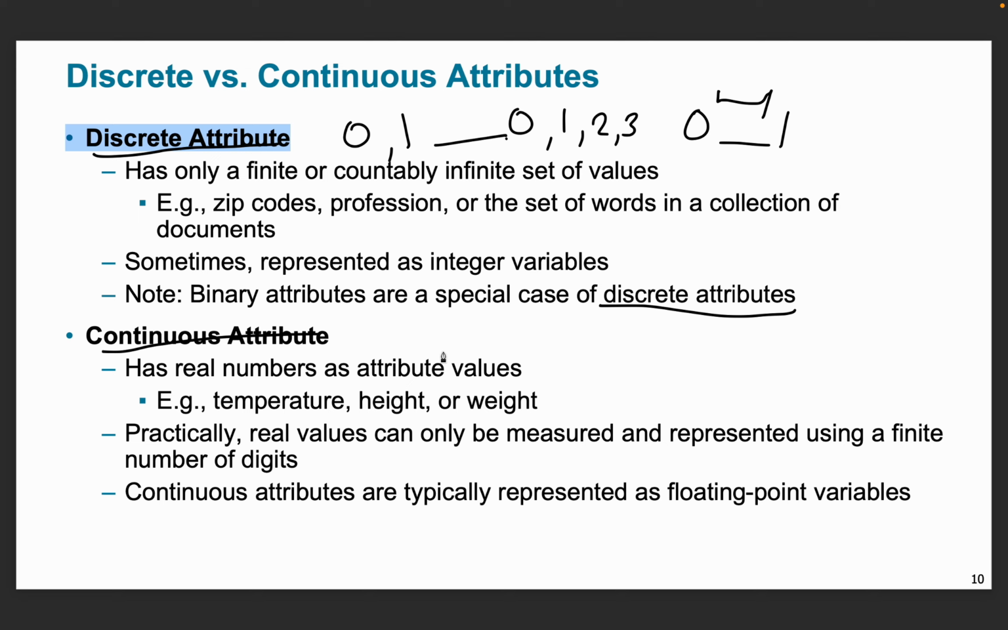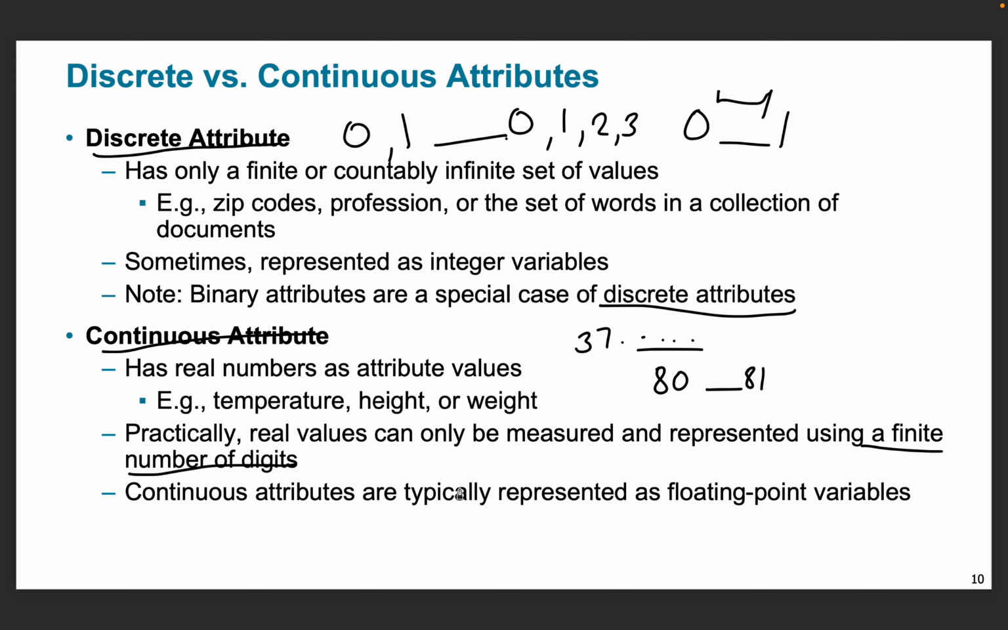For example, temperature, height, weight. Height can be 37 point something, we don't know, so we can go as far as we want. The weight you are getting on your weighing machine is not the exact weight. It might be point something. Practically, real values can be measured and represented using a finite number of digits. So your weight will show 80 point something, but it will really be 80 point something something something.